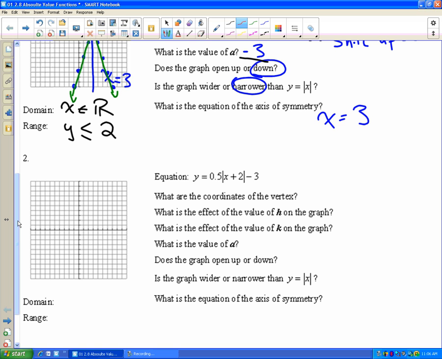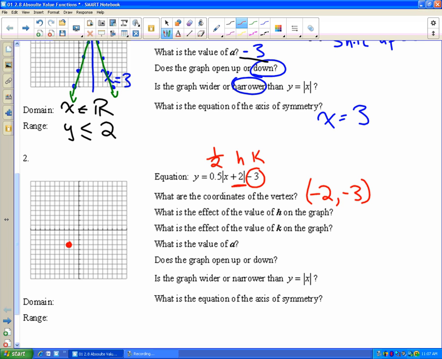Well, let's see, what can I do with this one? First of all, I'm going to say that 0.5 is the same as 1/2. It asks what is the coordinate of the vertex. The vertex is, again, I want h and k. I want the opposite of what's inside, so instead of positive 2, I need negative 2. And I need exactly what's on the outside, so minus 3. So my vertex is the coordinate negative 2, negative 3. If I go to my graph, I go left 2 and down 3. So there's my vertex.